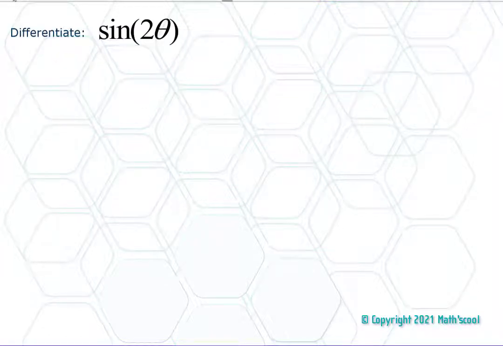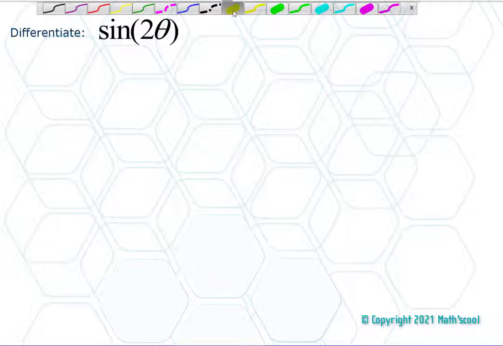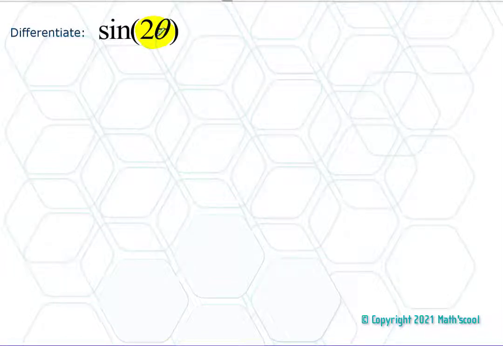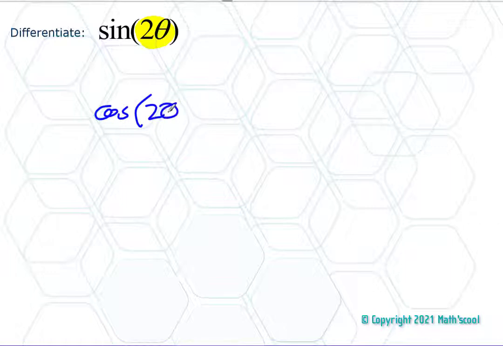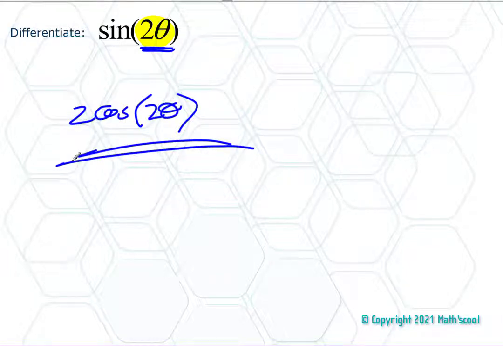Differentiate sine 2 theta. So you see what I mean? We've now got brackets here and we've got stuff inside the brackets. So that means the chain rule. So now we're going to do it by sight. We're not going to do it by first principles. So we know that when you differentiate sine of something, you get cos of the same thing. So cos 2 theta. But remember, the extra step for the chain rule is you have to multiply by the differential of the brackets. And differential of that is just going to be 2. So there's our answer.